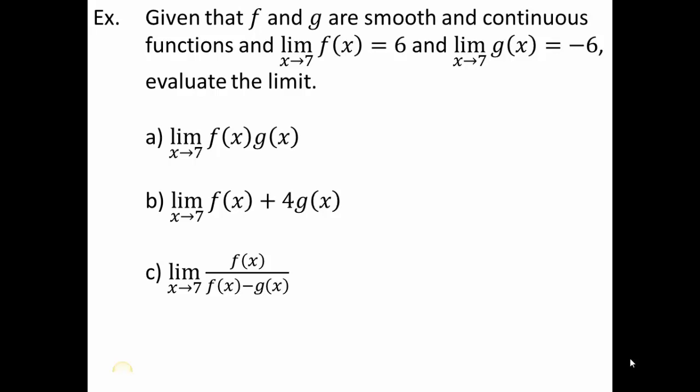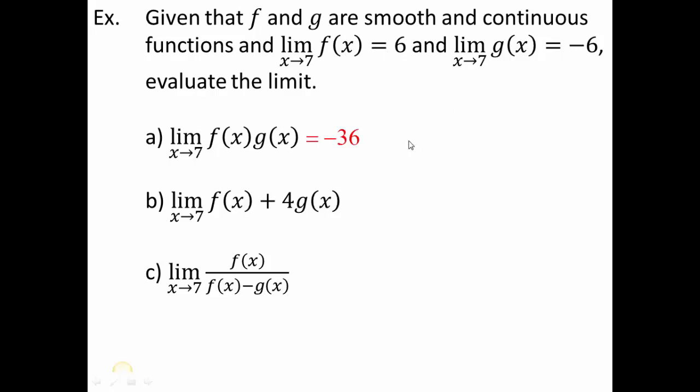As long as we know that f and g in this case are smooth and continuous, and I know that the limit for f as x approaches 7 is 6, and the limit for g as x approaches 7 is -6, I can add, subtract, multiply, and divide these limits together without hesitation. Again, as long as they are well-behaved functions, that's perfectly fine. Now when we get into situations where they're not so well-behaved, all bets are off. But for these, since they're well-behaved, if I want to evaluate the limit as x approaches 7 of f times g, just multiply your answer for f and your answer for g, and you get -36.